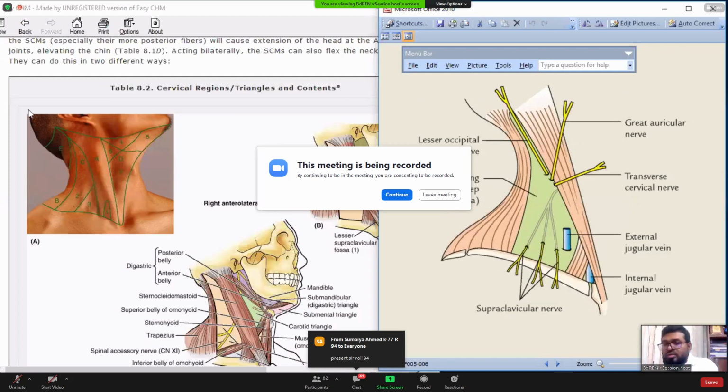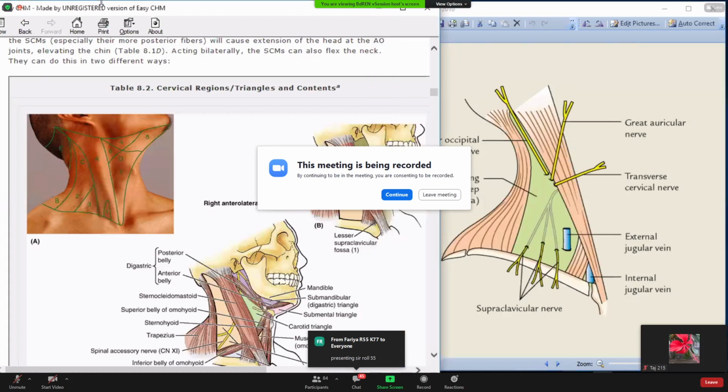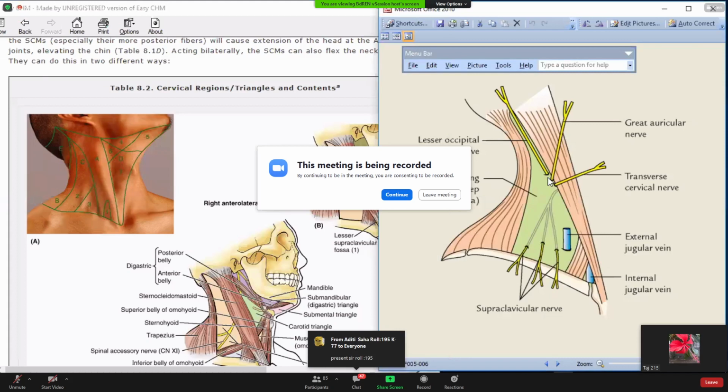So what are the structures that are actually present in this region that need to be identified and mentioned? Brachial plexus. Anyone else, please? Brachial plexus is here. Anything else? So let us start with the formal arrangement that we always tell.